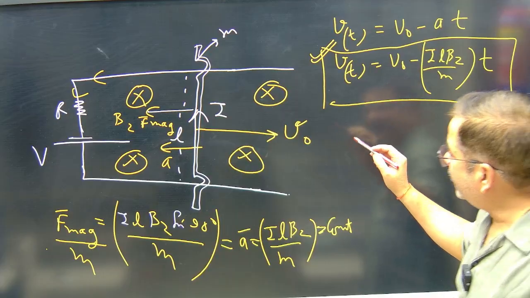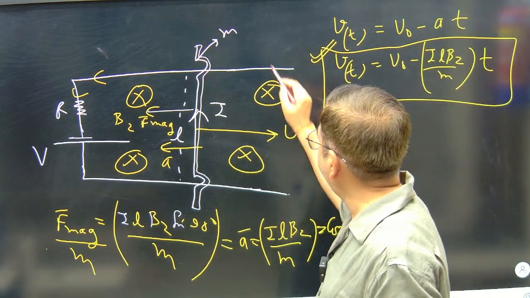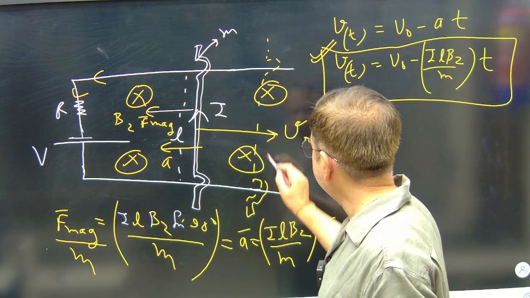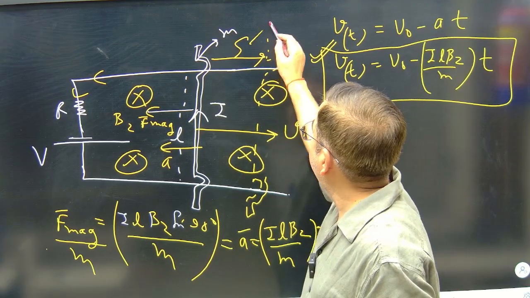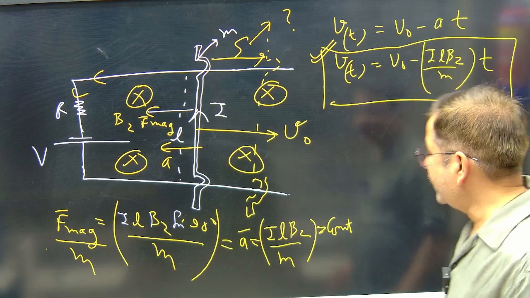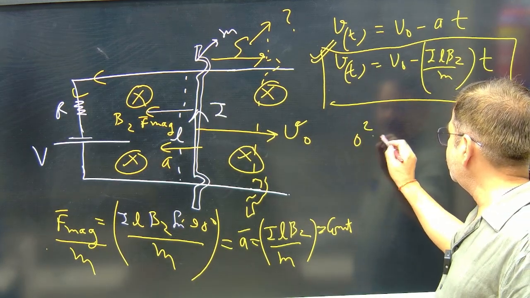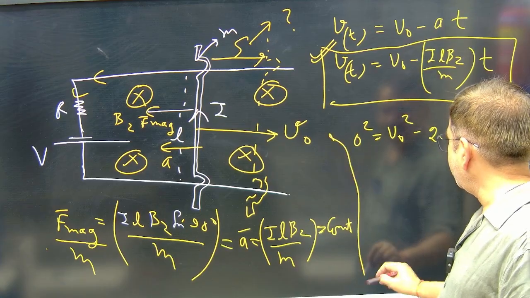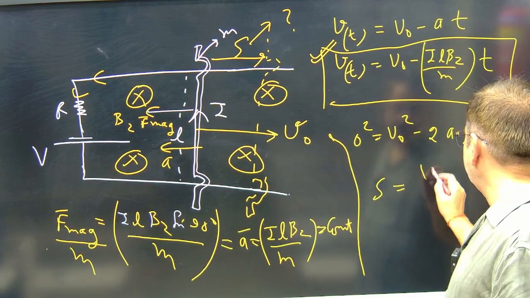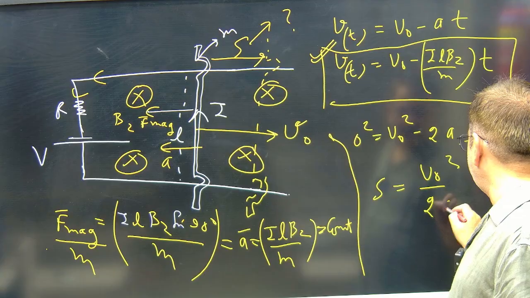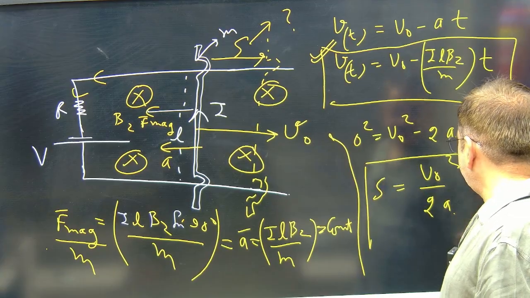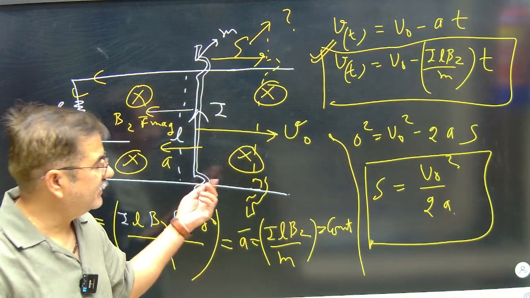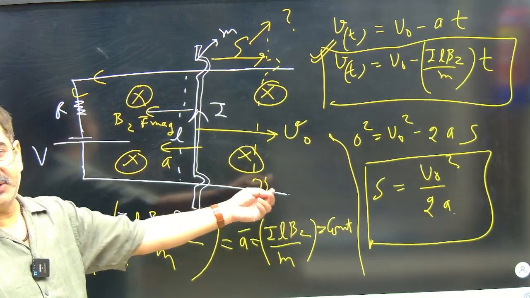If I can say, at what distance is covered before the rod comes to rest, how much distance will it cover before coming to rest, we can find this also. What could we do? The final velocity squared minus V0 squared equals minus 2aS. This I can do. S will be V0 squared by 2a. At what distance is covered before the rod comes to rest, that value also I can derive, the distance covered by the rod before coming to rest.